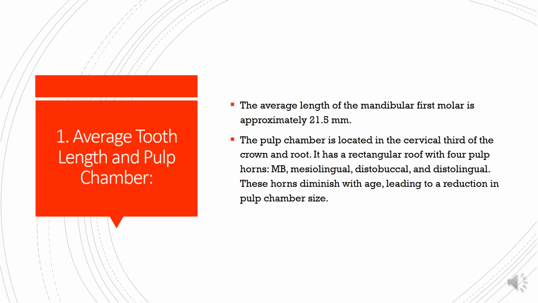Average tooth length and pulp chamber. The average length of the mandibular first molar is approximately 21.5 millimeters. The pulp chamber is located in the cervical third of the crown and root. It has a rectangular roof with 4 pulp horns, which are mesobuccal, mesolingual, distobuccal, and distolingual. These horns diminish with age, leading to a reduction in the pulp chamber size.